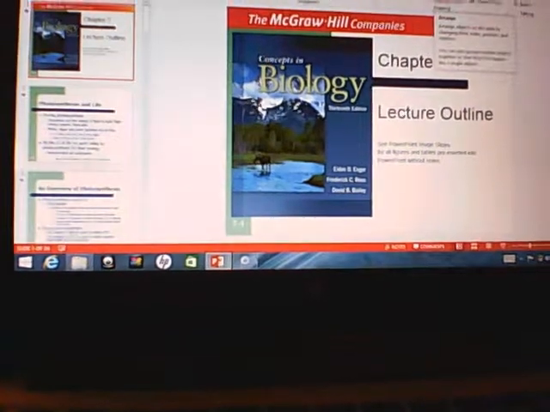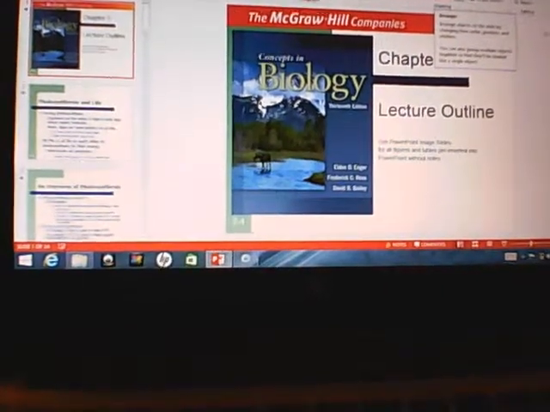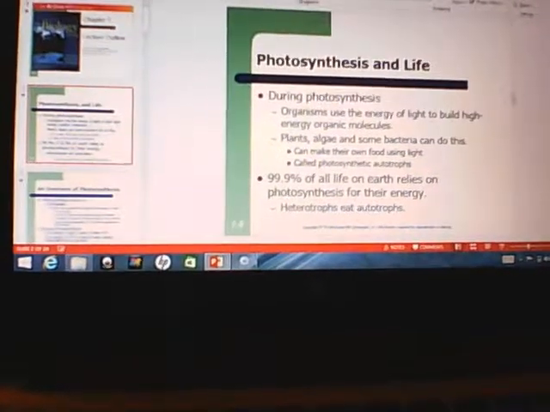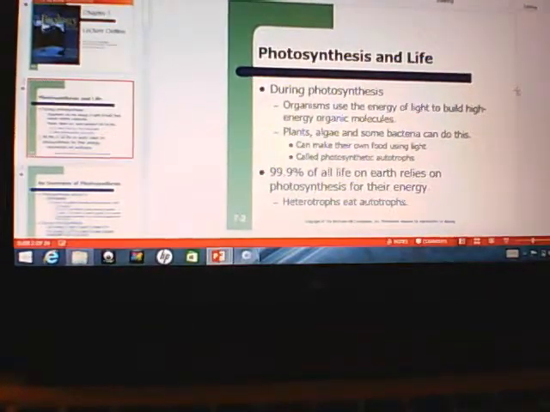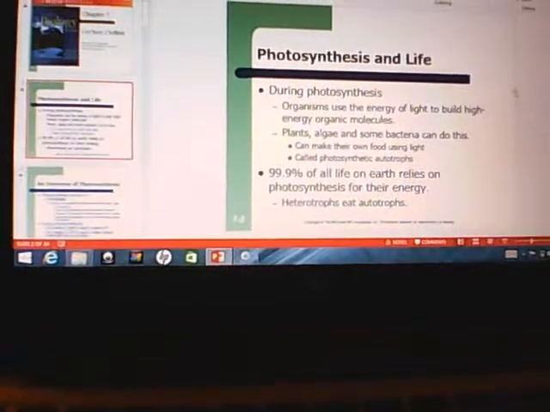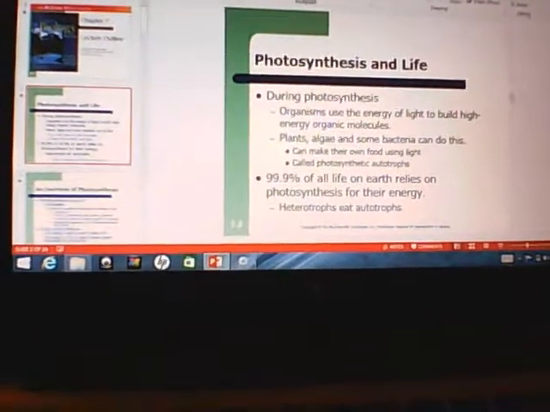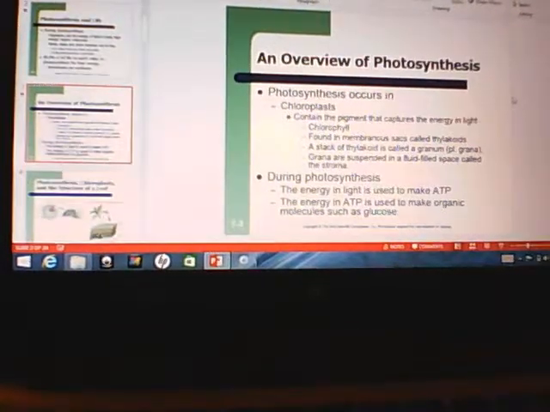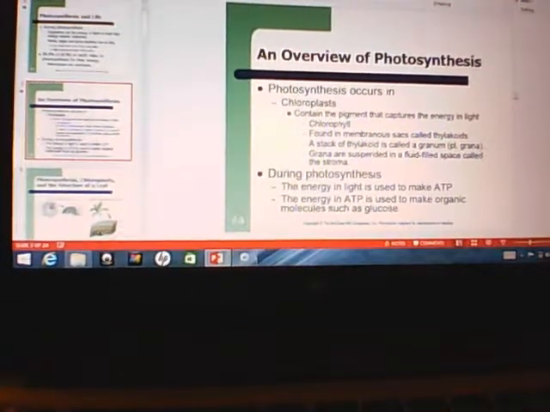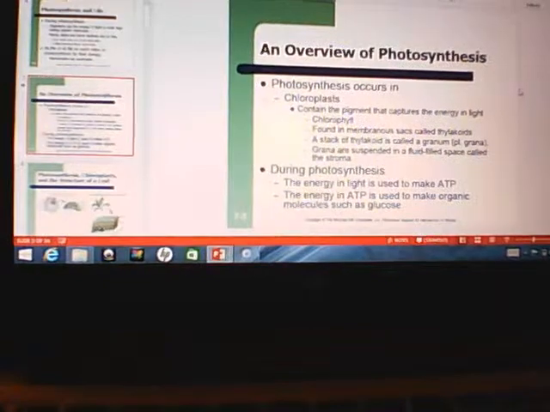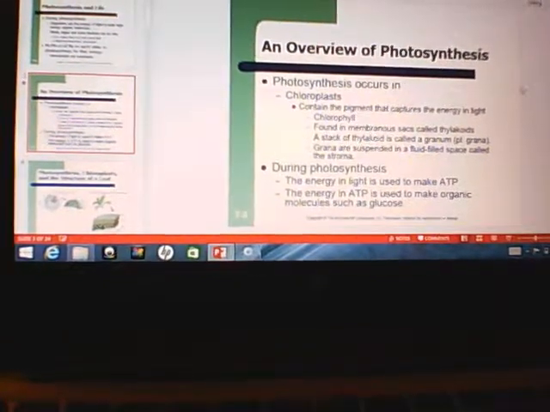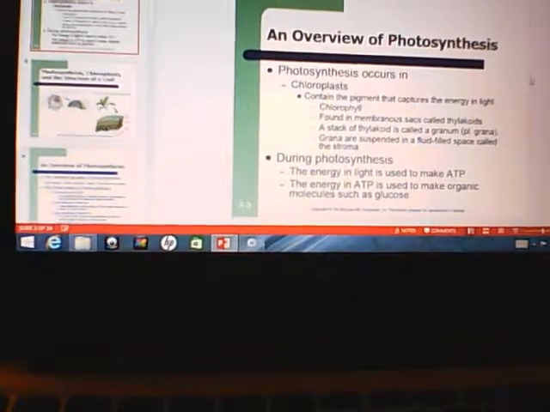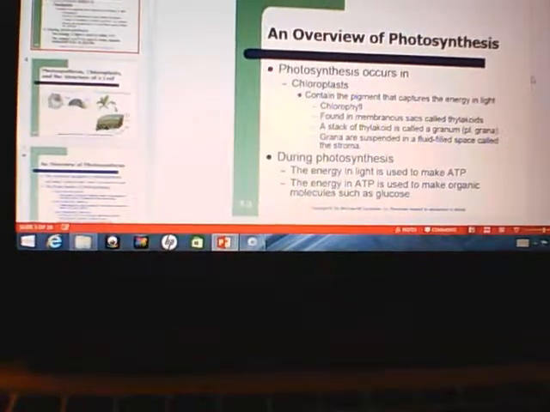So chapter 7 is all about photosynthesis. And so what we want to do is just highlight what you need to know about photosynthesis. First of all, photosynthesis has three cycles, just like cellular respiration has. Remember, we have the light-dependent and light-independent reactions, and that it all occurs in the chloroplast.